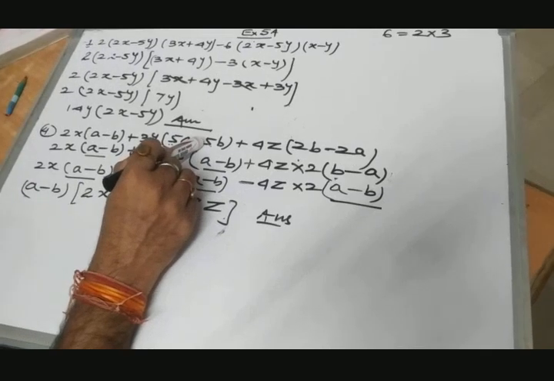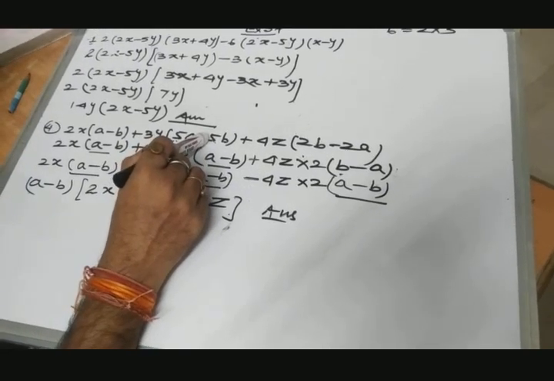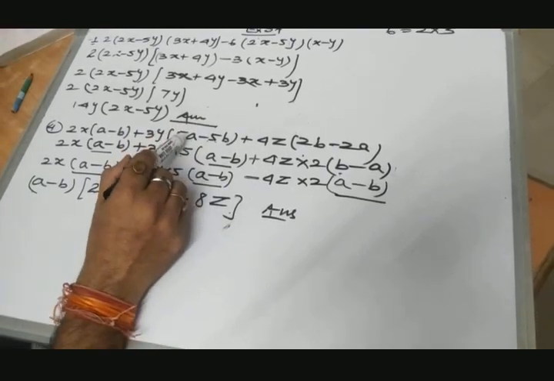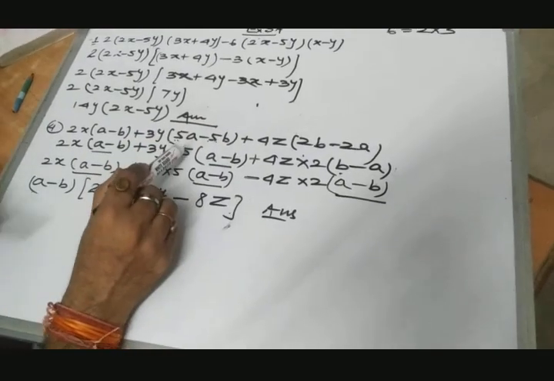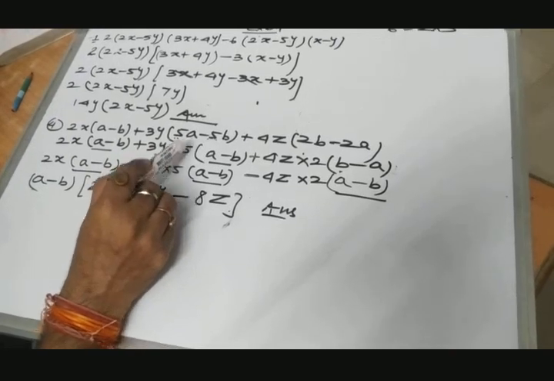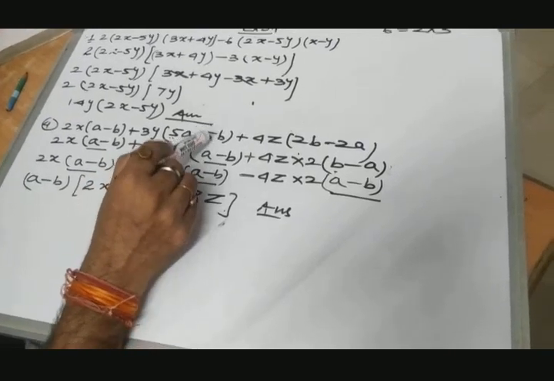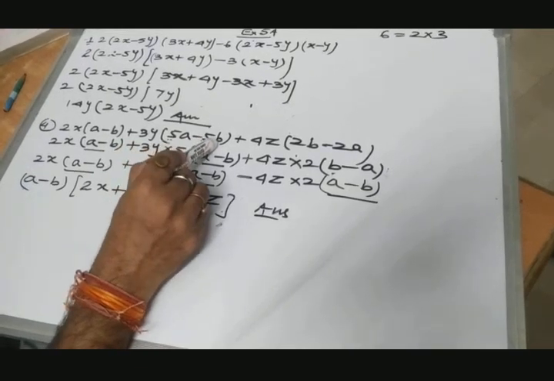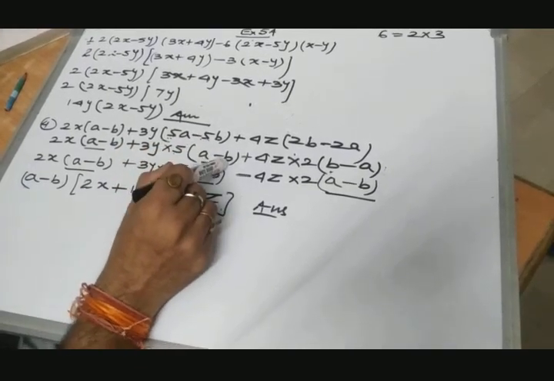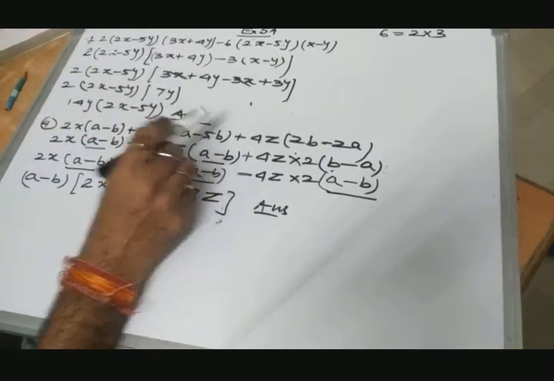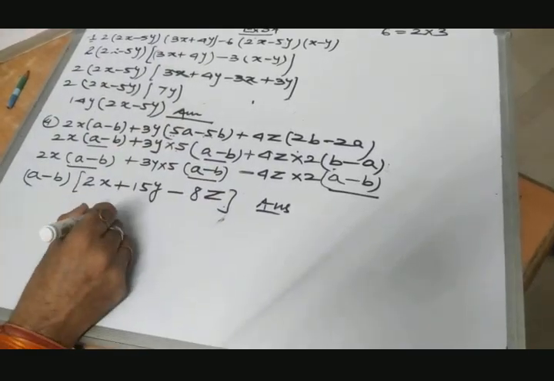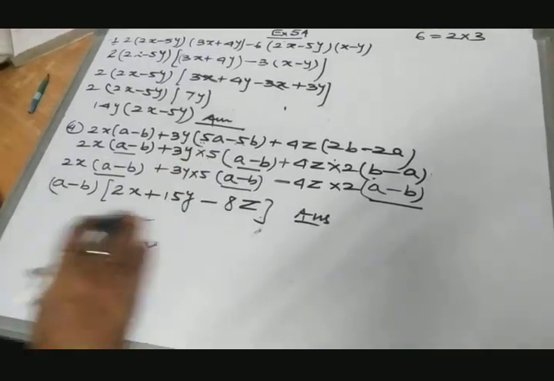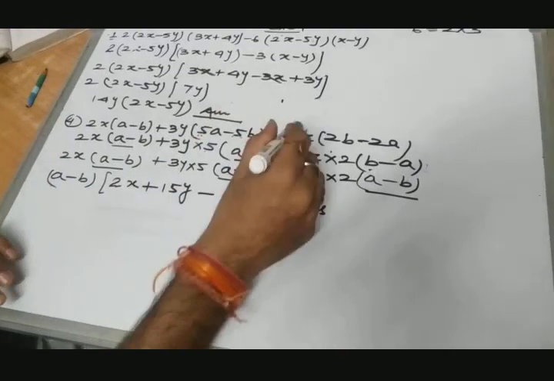जितने टर्म में आपने कॉमन लिया है उतने टर्मों में आपको कॉमन टर्म से डिवाइड करना होगा. हमने किस में कॉमन लिया है? 5a और 5b में. So we will divide 5a by 5, so it converts into a. Now we will divide minus 5b by 5, so it converts into minus b, so it converts into a minus b.